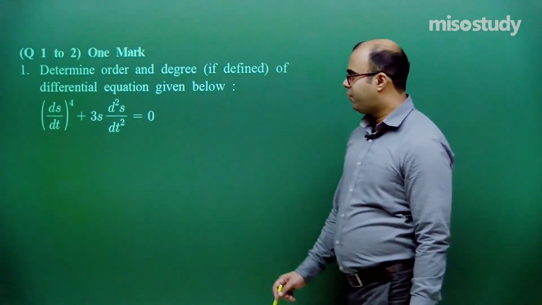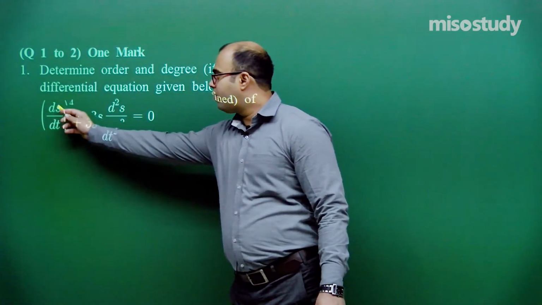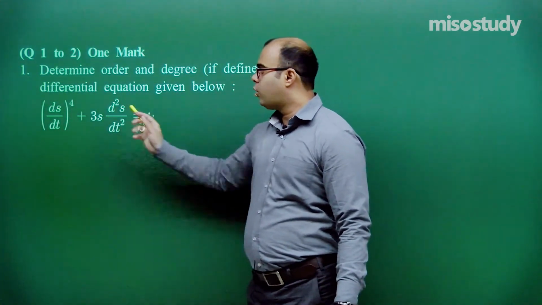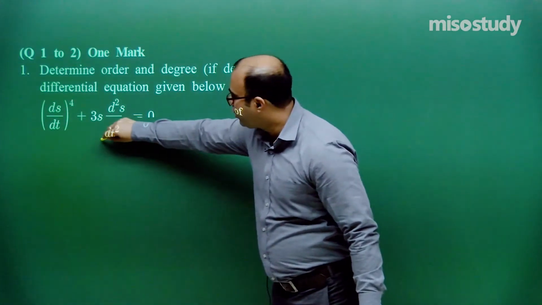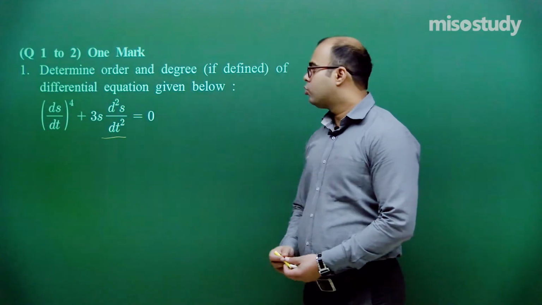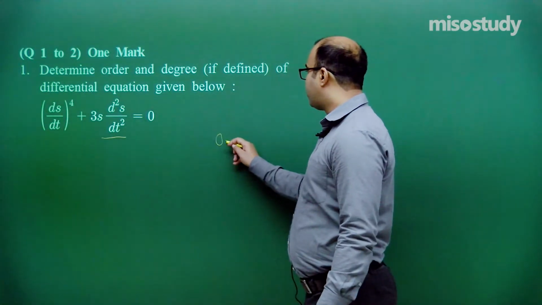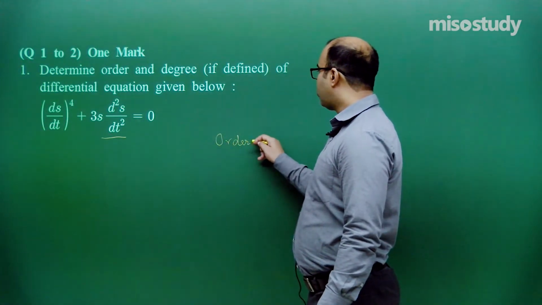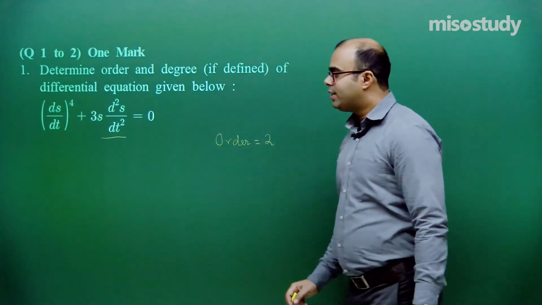So if you see this differential equation, this is of the first order derivative, this is of the second order derivative. So this second order derivative actually determines the order of the differential equation. So the order of this differential equation will be equal to 2 because the highest order derivative is 2. Now what is the degree?